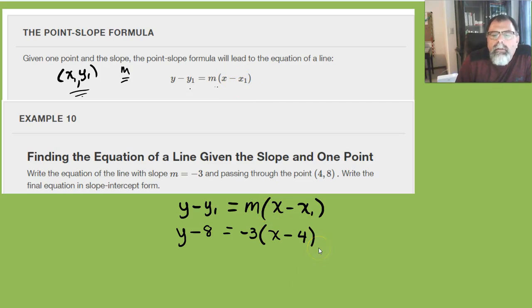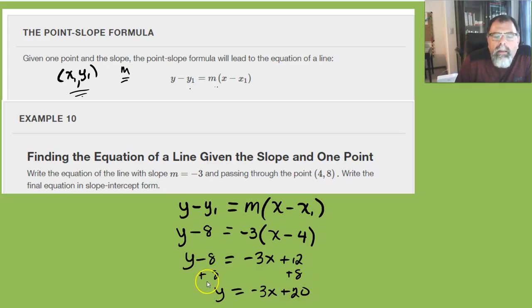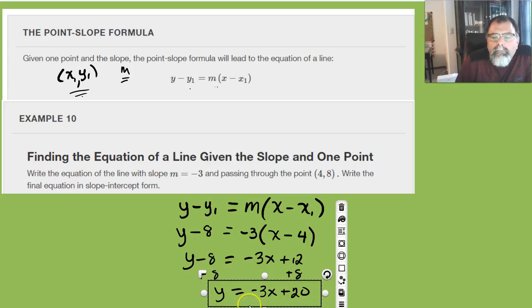Okay, so now I'm going to convert it to slope-intercept form. So I'm going to distribute the negative 3. So it'll be negative 3x plus 12. And then I'm going to add 8 to both sides. So y equals negative 3x plus 20. Okay, so that's a really nice form of the line. If you're given a point and a slope, you're going to use the point-slope formula.